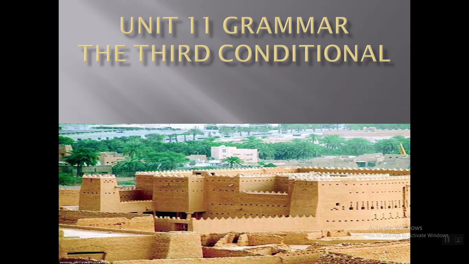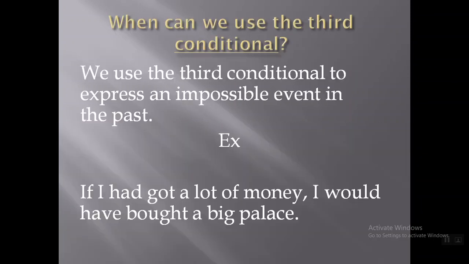Now, the third conditional is used when? When can we use the third conditional? We use the third conditional to express an impossible event in the past. For example, if I had got a lot of money, I would have bought a big palace. This means I didn't have a lot of money and I didn't buy a big palace. It was impossible in the past and it's still impossible in the present, by the way.